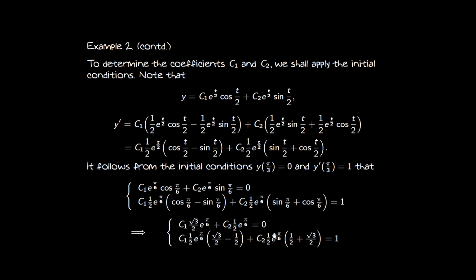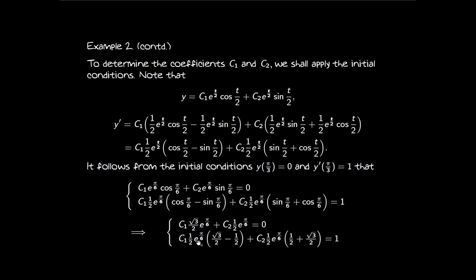Okay, so this is one thing. For the second equation, we can say we have a common factor 1/2 of e to the pi over 6, right, on the left-hand side. Moreover, we have another 1/2 from the two parentheses. So the common factor for both terms is going to be 1/4 of e to the pi over 6.